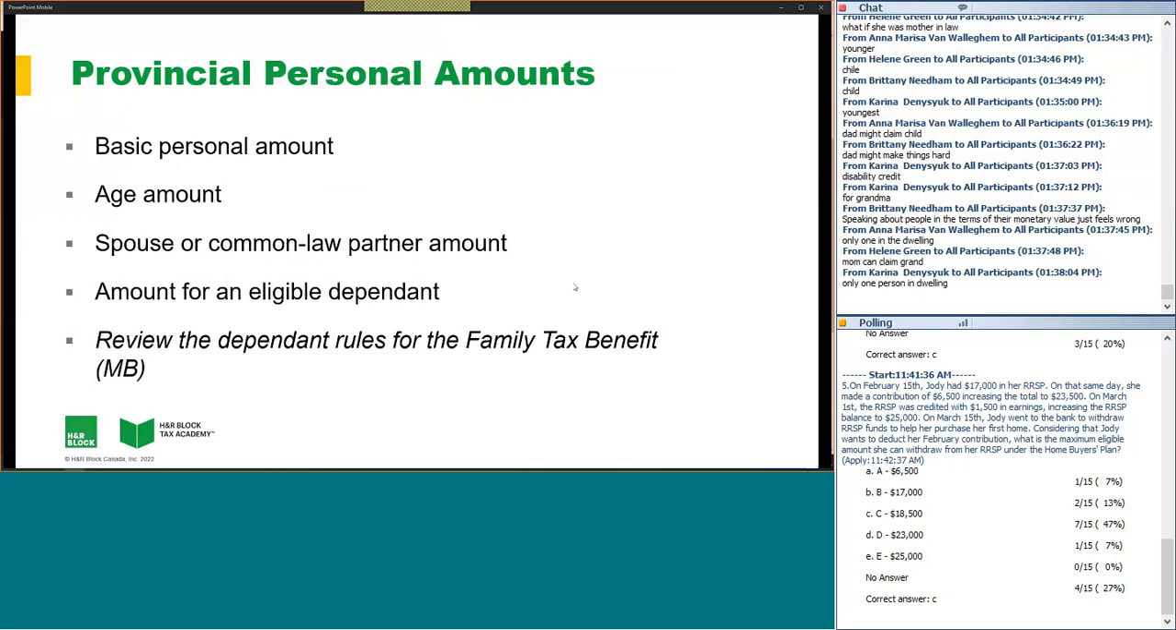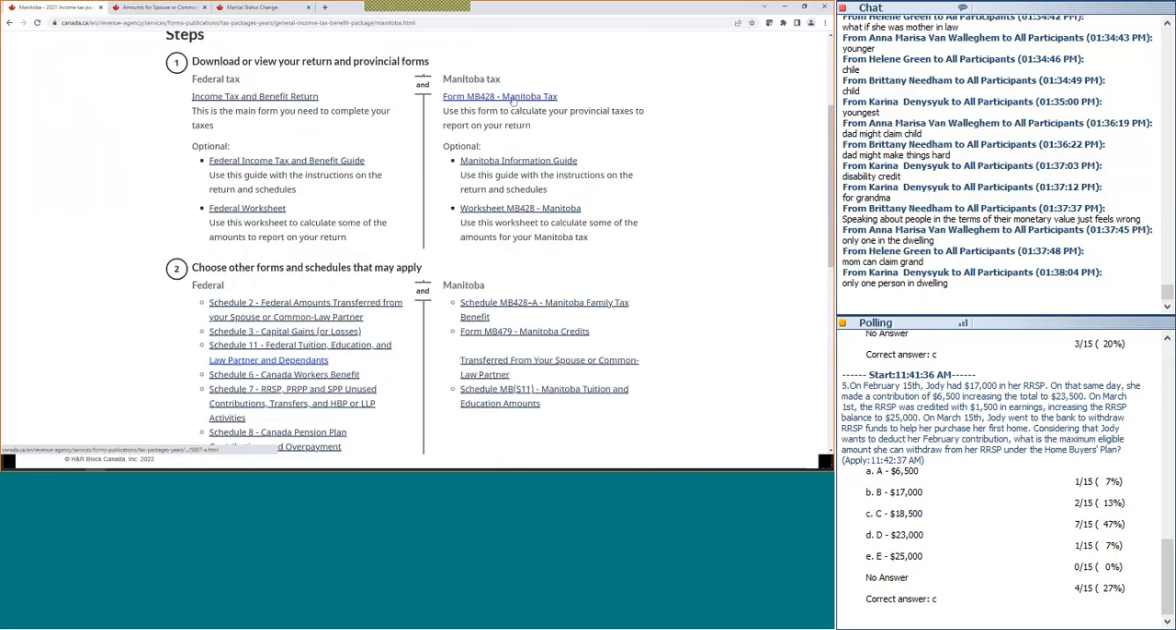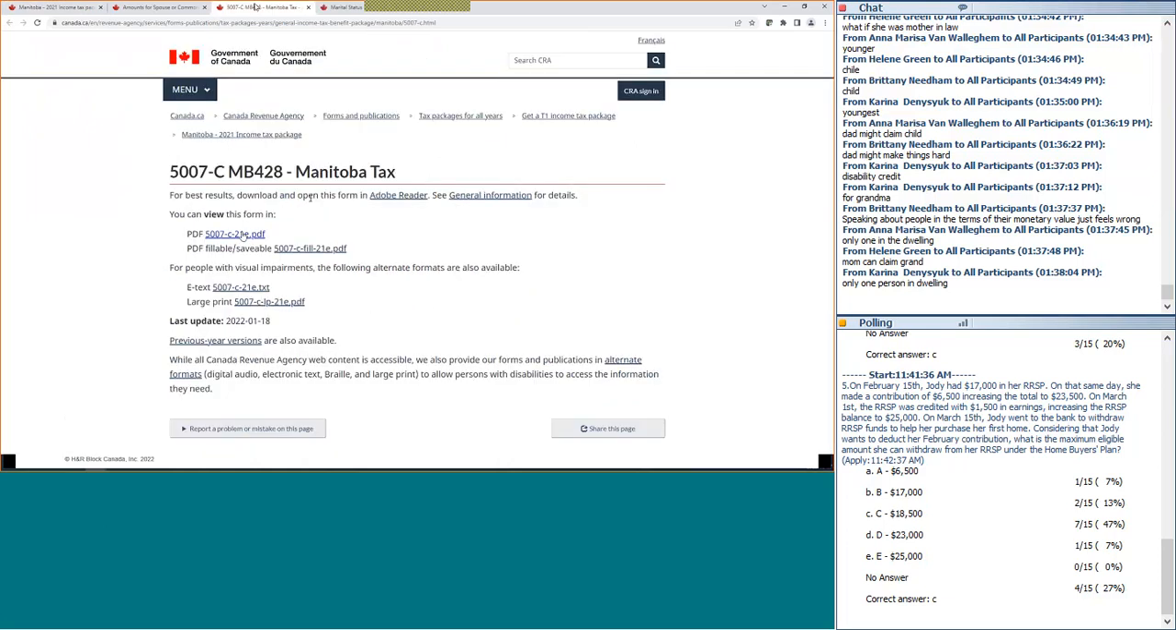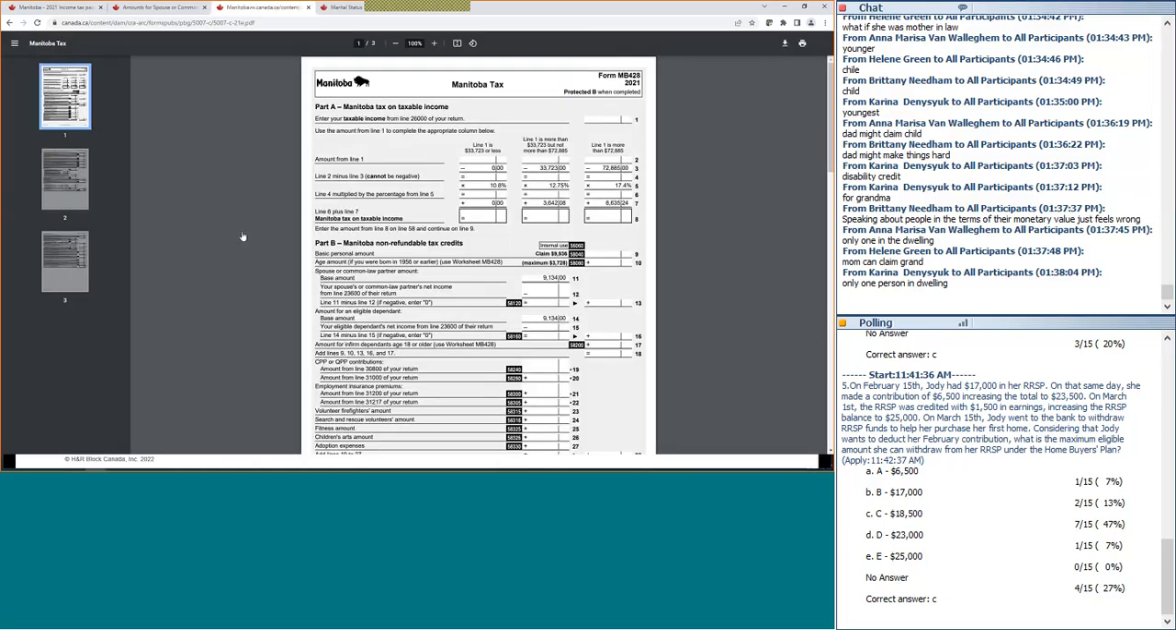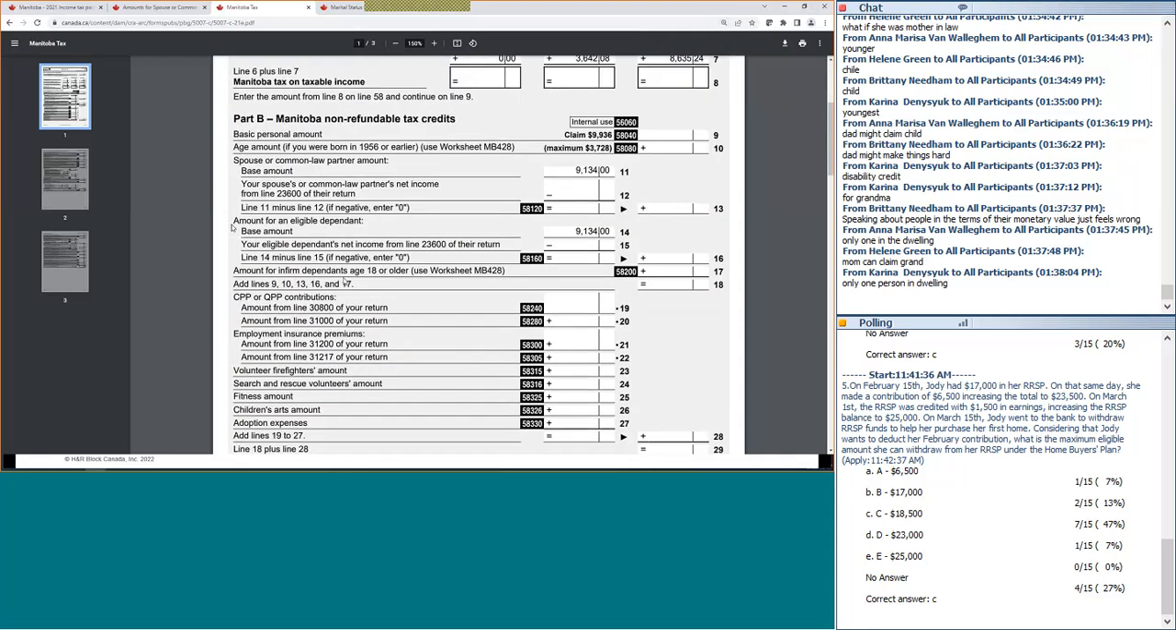I'm not sure if we'll get a review problem, but let's see. Okay, for this one, let's start with the provincial forms. I'm going to start with an MB428. All of this you can find in your provincial supplement book. The provincial supplement book is pretty good. It has almost everything we need. Manitoba tax on taxable income, we don't have to worry about.